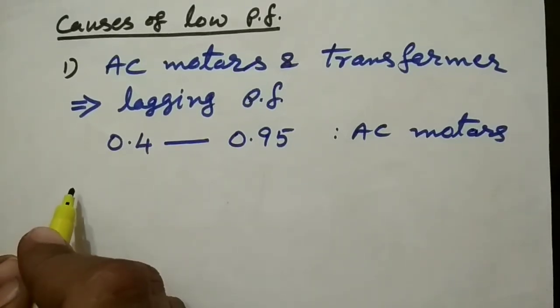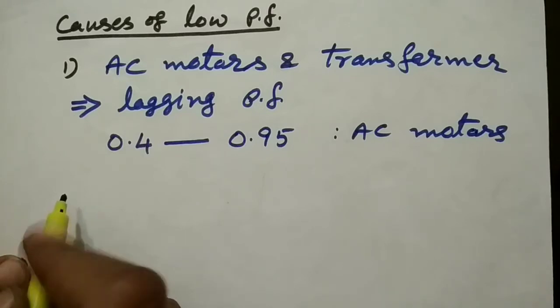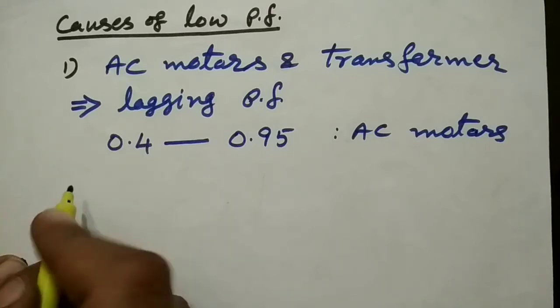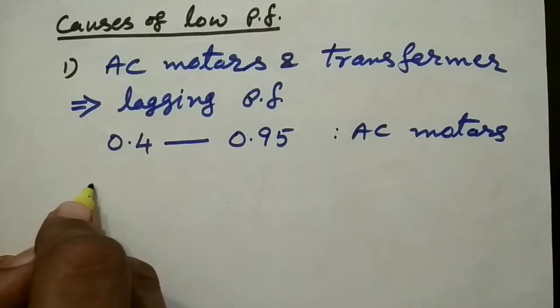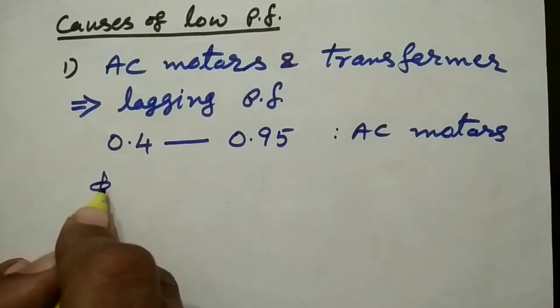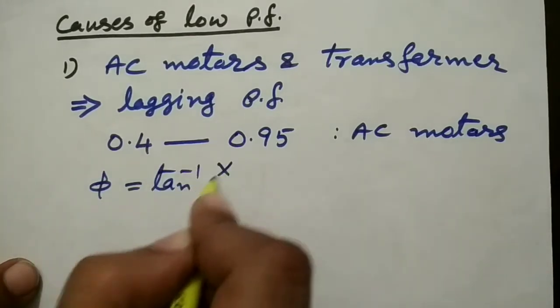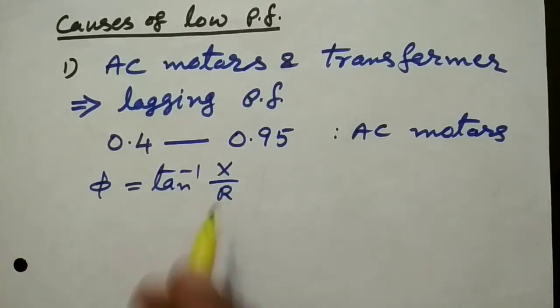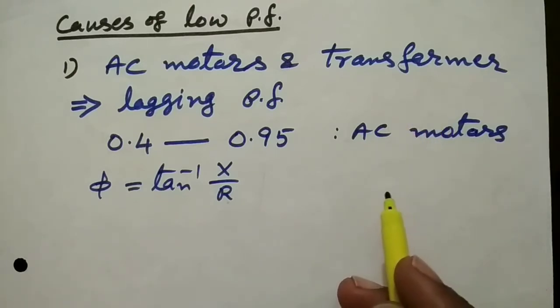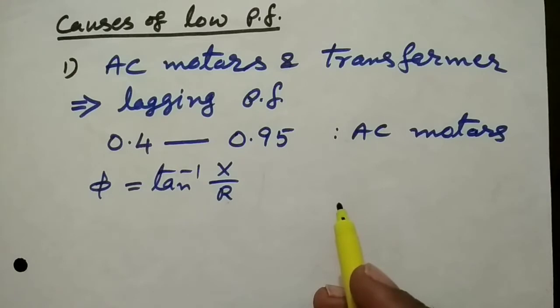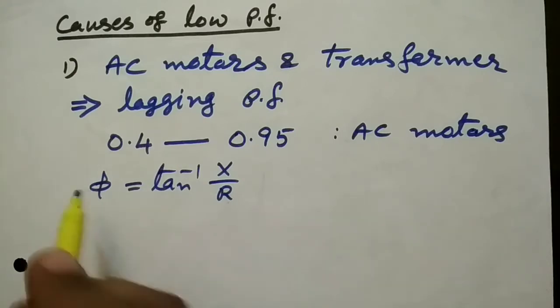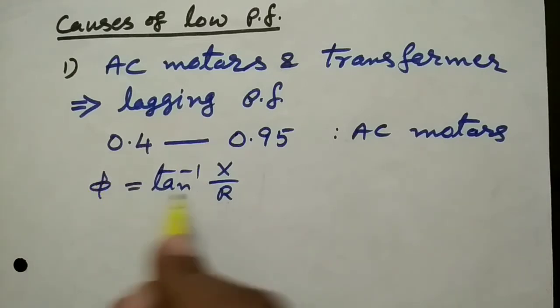If the nature of the load is such that the reactance is very high, then definitely the power factor will be low, because the phase angle phi can also be represented as tan inverse X upon R. It may be XL, it may be XC, depending upon the nature of the circuit. So when we use the transformer, depending upon the impedance of the loads connected on the secondary side, the power factor may vary.